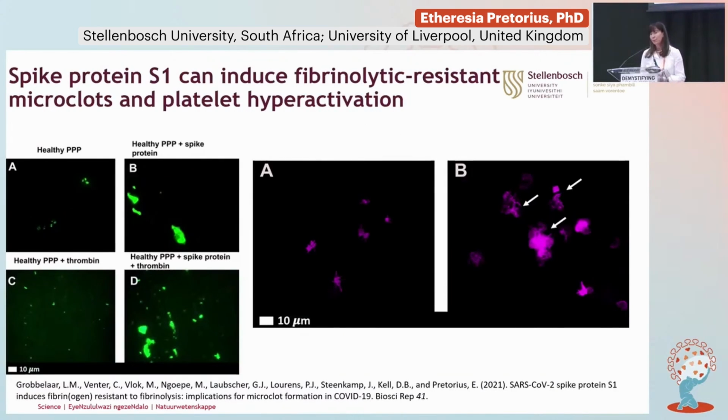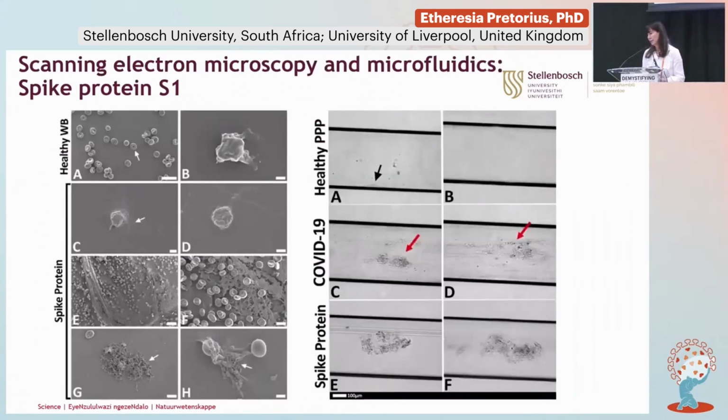We also looked at the spike protein. In 2021, we added spike protein, the S1 part of the spike protein, to healthy blood, and we could induce, just by adding the spike protein itself, the S part, to whole blood and to platelet-poor plasma, significant platelet hyperactivation as well as induce microclot formation. So from that publication, we hypothesize that spike protein can actually have direct protein-protein interactions with fibrinogen, plasma proteins, as well as with the receptors on platelets.